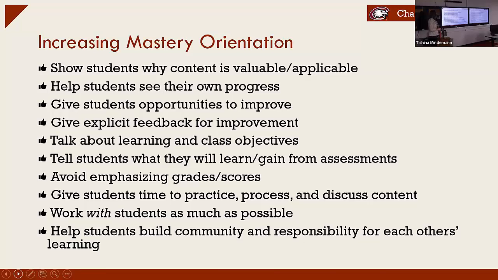Working with students as much as possible, whether that's with deadlines or helping them on their assignments. I bribe mine, I give them extra credit if they bring a draft to my office and talk about it with me so that we can go through the content together. And then also even in class, if you're doing an activity in class, how can you be the more knowledgeable person who engages with them regarding that content to help them learn it?